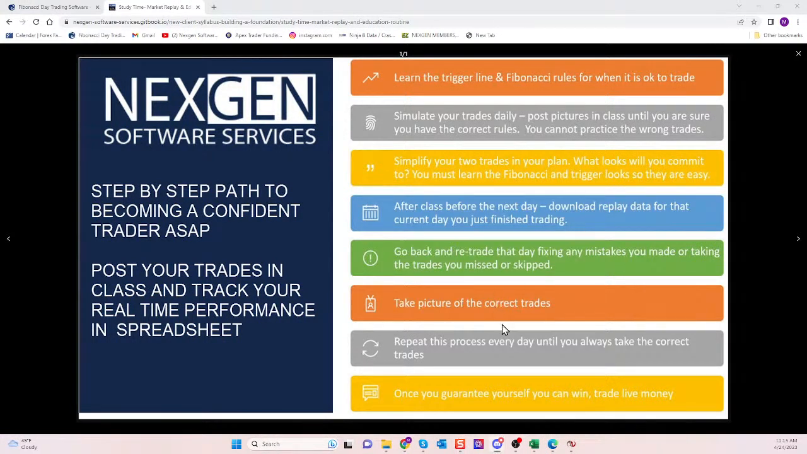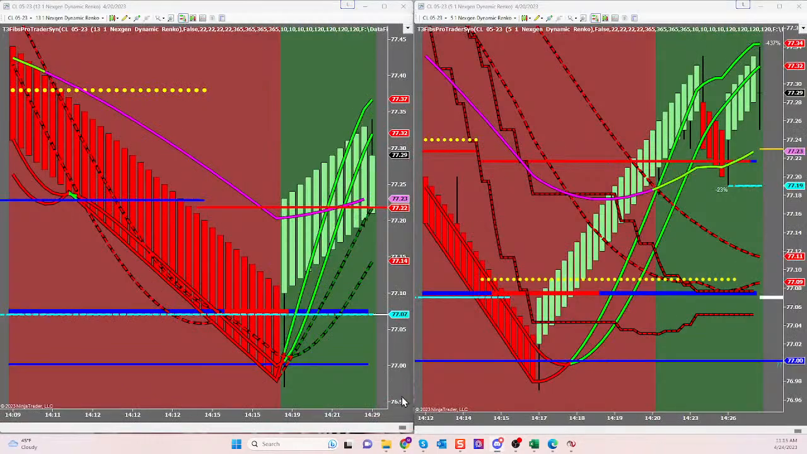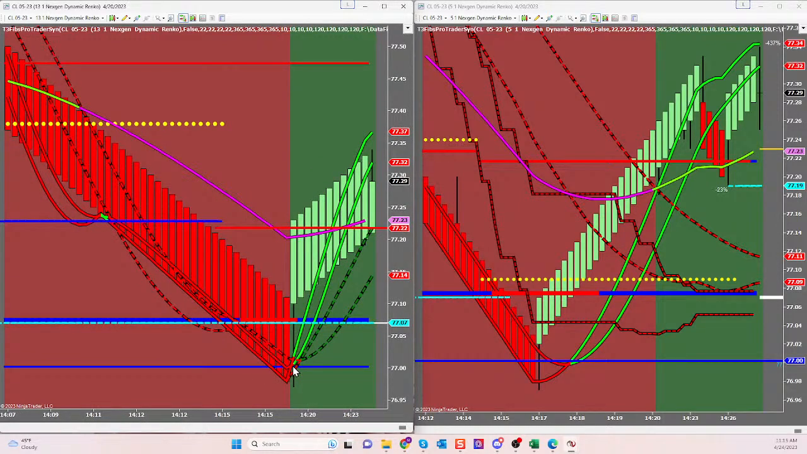Take all those pictures, guys. Repeat this process until you're always taking the correct trades. That's how you're going to do it. Hey, look, NinjaTrader 7. Termination condition creates a full reversal. Full reversals creating odds favorable momentum. Odds favorable momentum. I don't have rule number 3 met yet, right?